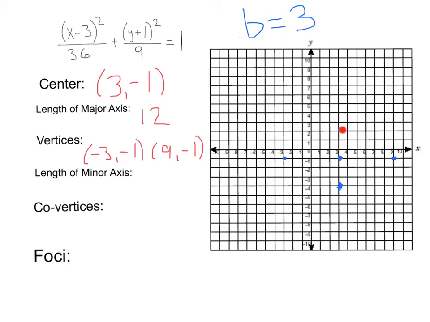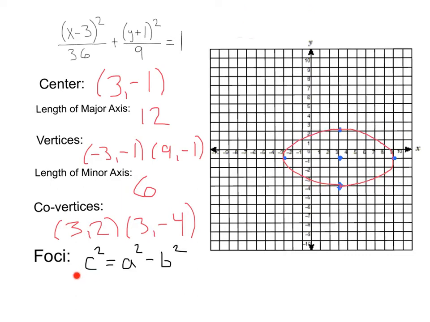That's going to leave us with the minor axis length, all the way from one covertice to the other, of 6. And my covertices are at the points (3, 2) and (3, -4). Now that we've got our vertices, covertices, and our center, we can just draw our ellipse. To do this, just play a fun game of connect the dots.